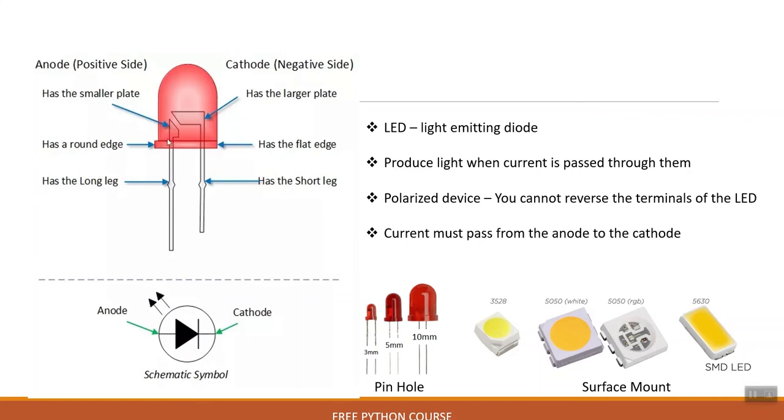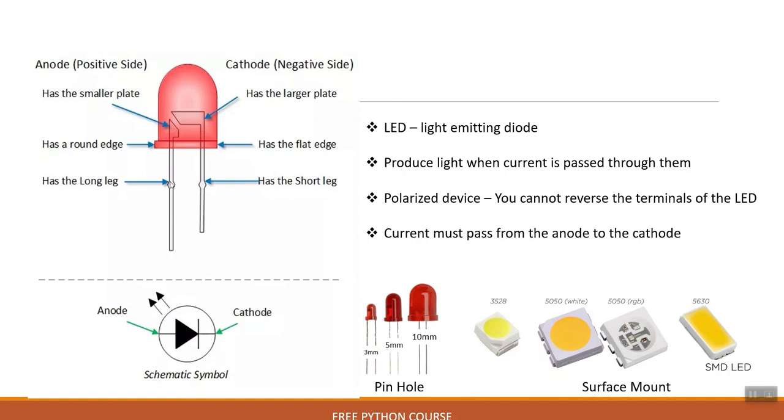Now, let's look at the basic parts of the LED. So the LED, like I said, is a polarized device. It has the positive side, known as the anode, and the negative side, which is known as the cathode. Now you can visually identify which is the cathode pin and which is the anode pin. For the cathode pin, it has a larger plate, as you can see. The side of the casing of the LED has a flat edge on the cathode side, and also the pin is usually the shorter leg.